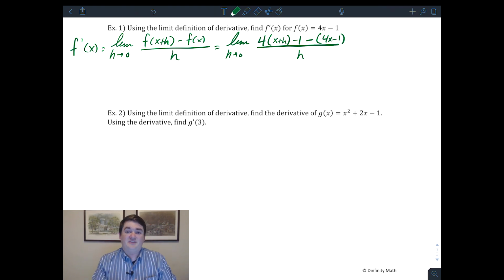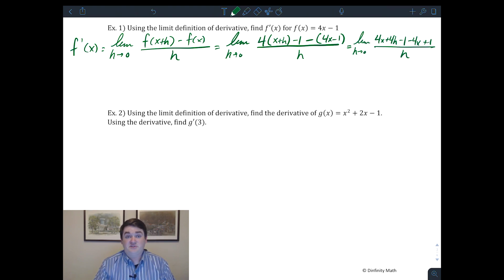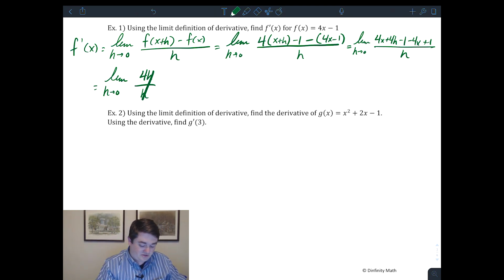And if you can do this step, going from the formula to plugging things in, that's probably the hardest step of the whole problem. At this point, I'm going to combine like terms, clean things up and finish out this limit. So my next step is going to be the limit as h approaches 0 of 4x plus 4h minus 1 minus 4x plus 1, all over h. And then we're going to start canceling things out. 4x minus 4x, minus 1 plus 1. That brings me to the limit as h approaches 0 of 4h over h. Notice those h's are going to cancel out. And so the value of this limit is 4.